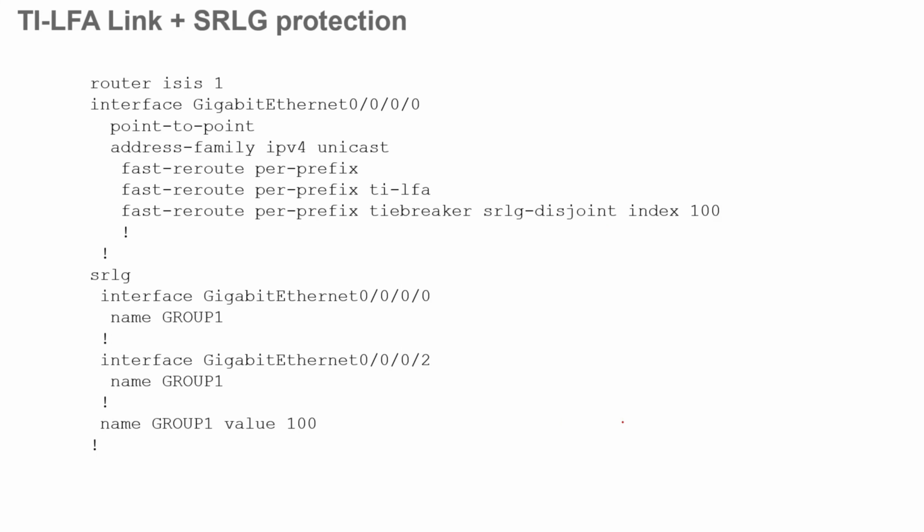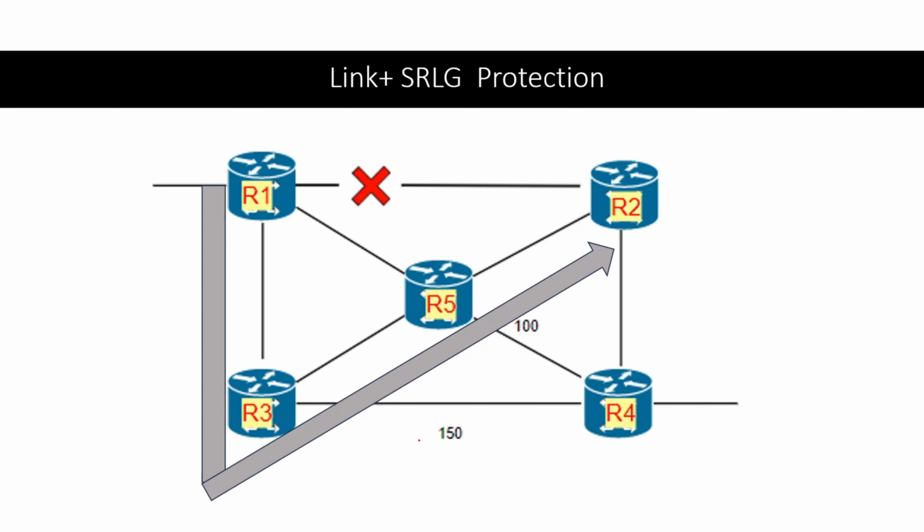For link and SRLG protection, this command is for the link protection and this command is for the SRLG protection, and this is the SRLG configuration. In this case, both links are part of the same SRLG group. Hence, the router is going to figure out the backup path via R1, R3, R5, R2, and then traffic will reach R4 over the backup path.